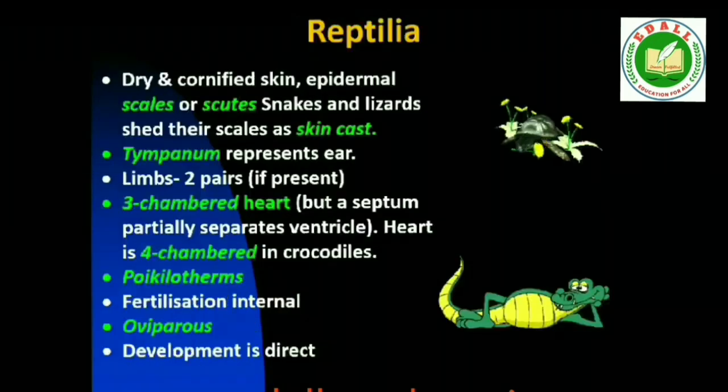Fifth is class Reptilia. The class name refers to their creeping or crawling mode of locomotion, Latin, repere reptum, to creep or crawl. They are mostly terrestrial animals and their body is covered by dry and cornified skin, epidermal scales or scutes. They do not have external ear openings. Tympanum represents ear. Limbs, when present, are 2 pairs. Heart is usually 3-chambered, but 4-chambered in crocodiles. Reptiles are poikilotherms. Snakes and lizards shed their scales as skin cast. Sexes are separate. Fertilization is internal. They are oviparous and development is direct.